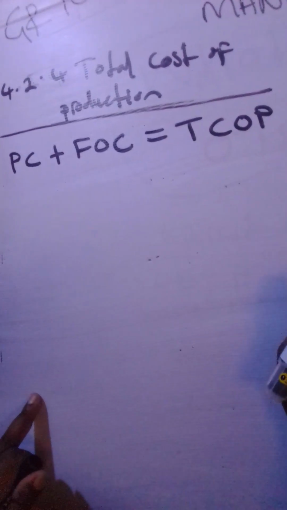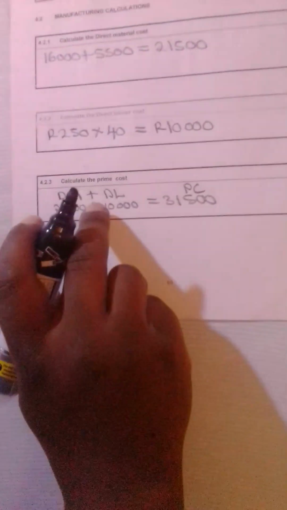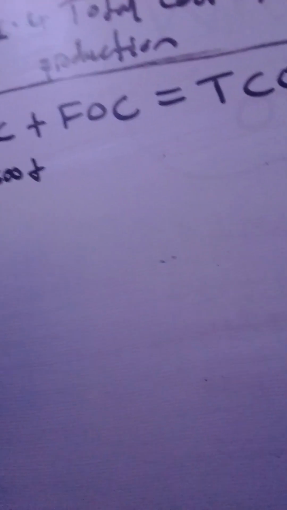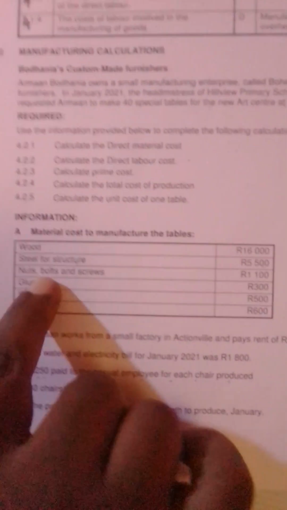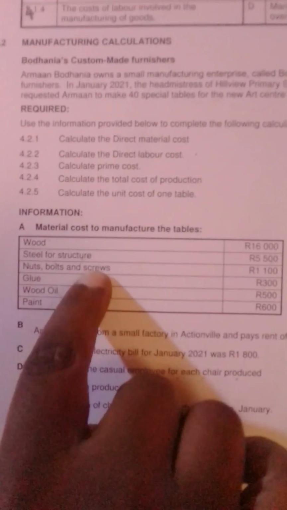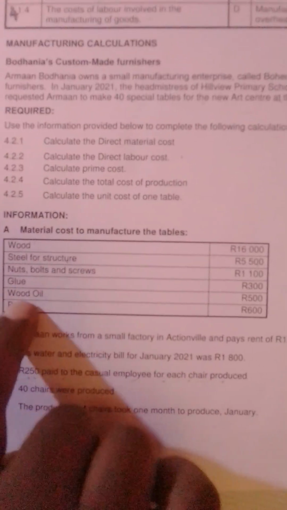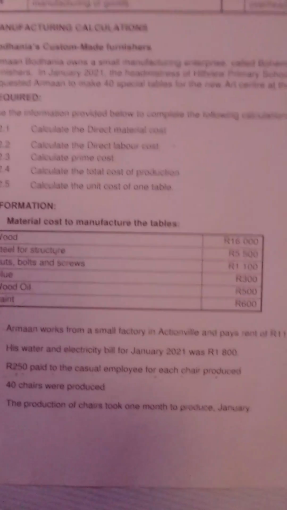If you go back to 4.2.3, we have got our prime cost, which is our direct material plus direct labor, which is 31,500. So I'll write the 31,500 here plus the factory overhead costs. The factory overhead costs are all those other costs that were incurred in the factory. Remember I said we have got indirect materials: the nuts, the bolts, and the screws, the glue, the wood oil, and the paint. I will add those.